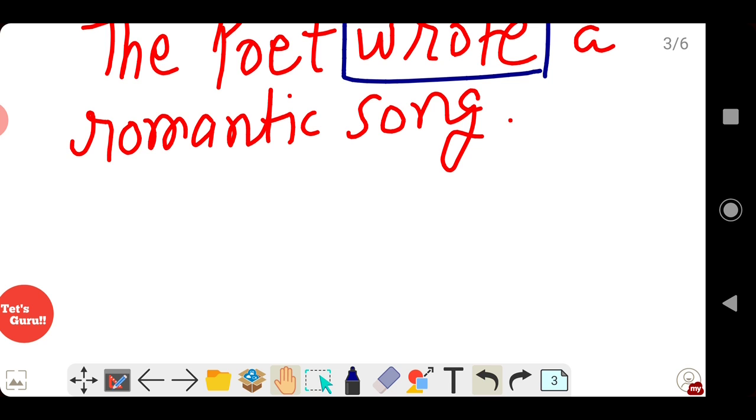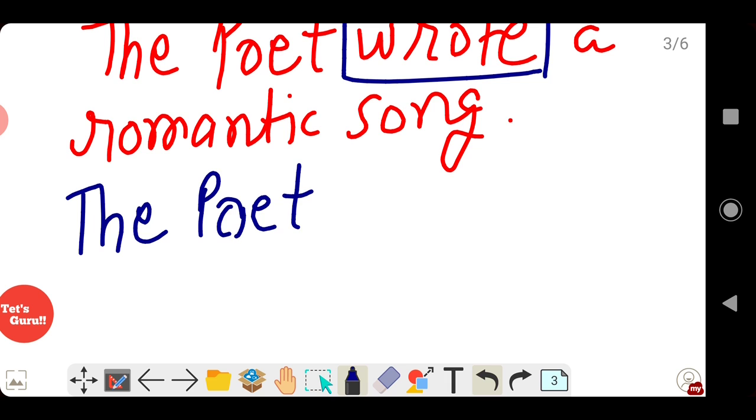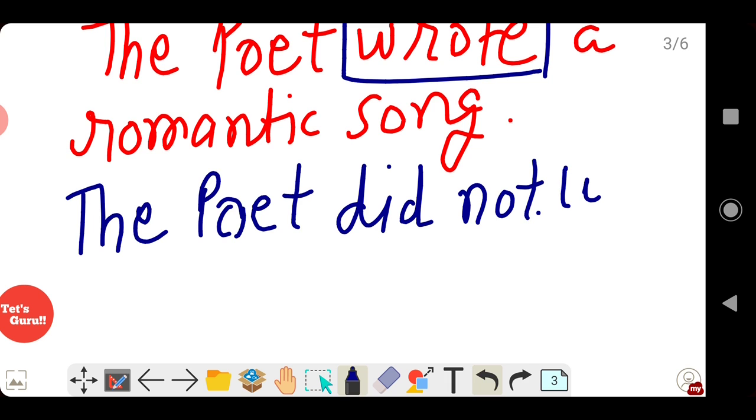The poet wrote a romantic song. When it comes to making negative sentences, you will have to use did not plus verb first form. So let me write: the poet did not write. Remember, we have to use write, not wrote, this time. The poet did not write a romantic song.